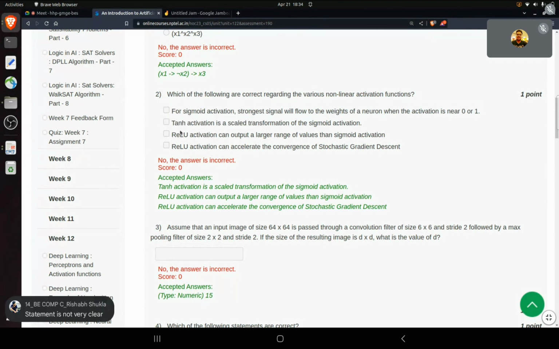And tanh looks like a scaled sigmoid. Tanh activation can output a larger range of values than sigmoid. That is obviously true. Option number two, I think they got it wrong. Option number two is false actually.